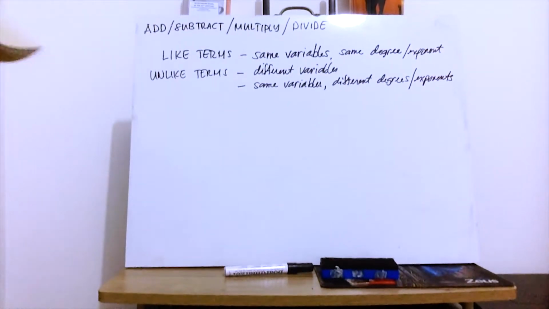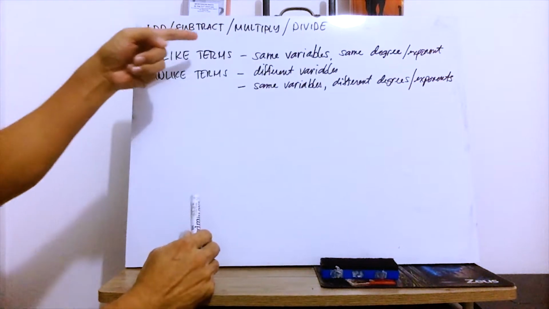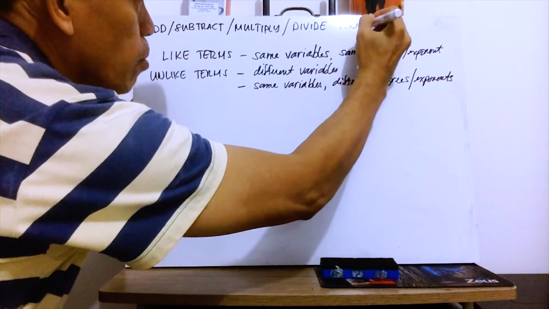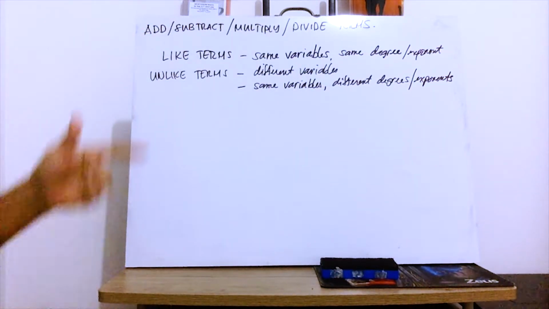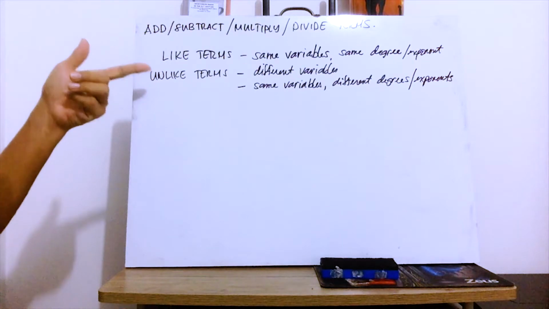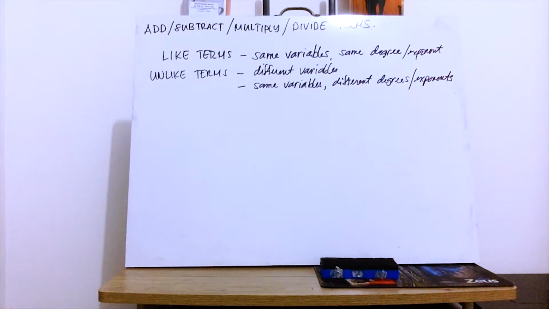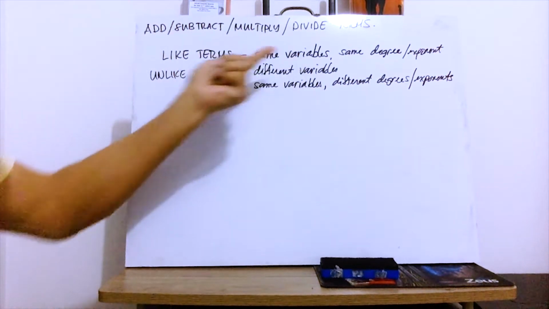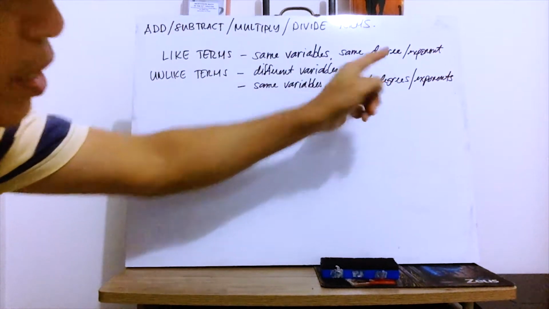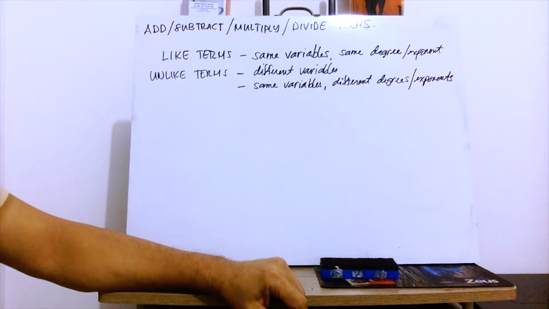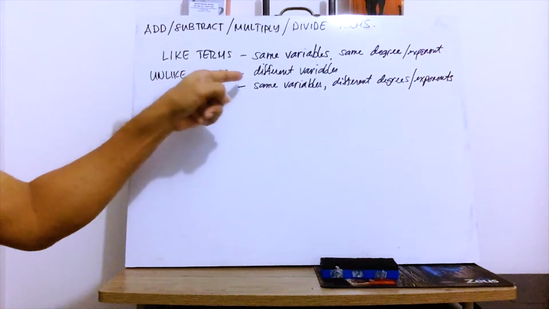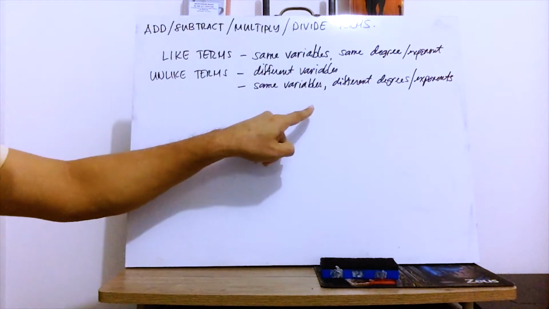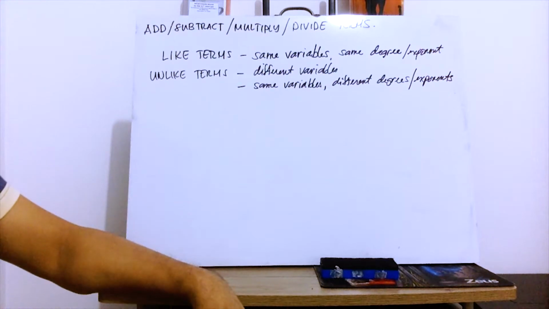Okay. So we're going to add, subtract, multiply, and divide terms. But before we do that, we need to distinguish like terms from unlike terms. From the definition, when you say like terms, we're referring to same variables and same degree or exponent. Unlike terms have different variables, or they may be same variables, but they have different degrees or exponents.